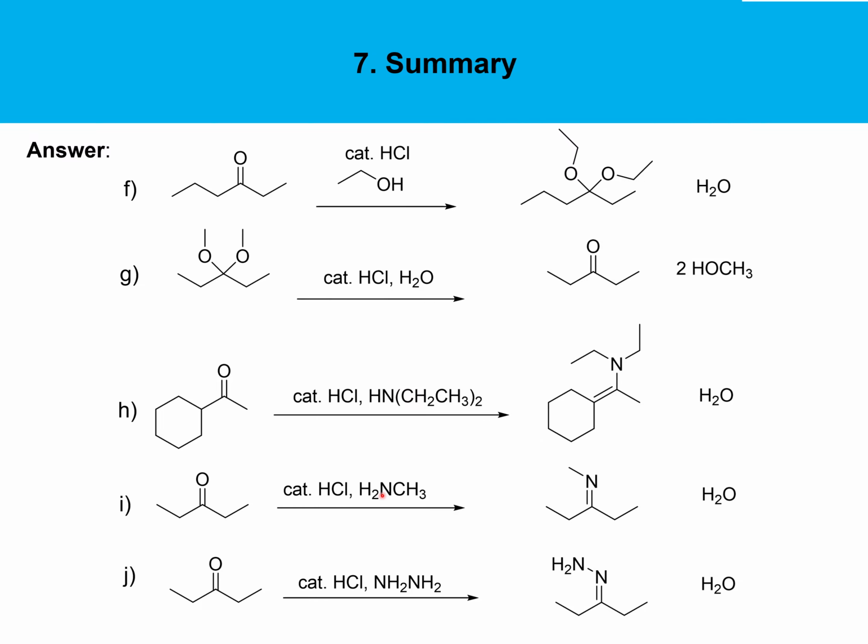If we add a primary amine instead, we won't get an enamine, but we'll get an imine, which is a nitrogen to carbon double bond. The nitrogen of the amine, which is a primary amine, has a methyl group, and so we see that methyl group being transferred to the product. The oxygen, again, will be converted into a water molecule.